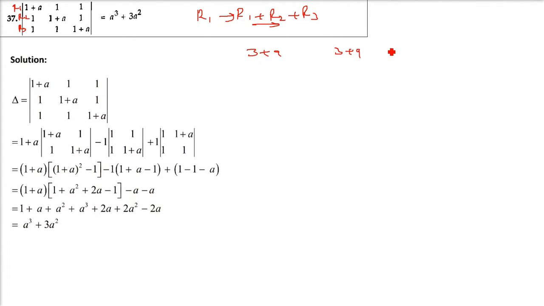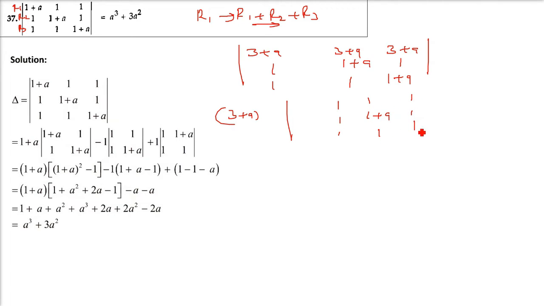3 plus a, 3 plus a, 3 plus a. So when we add the 3 rows, we get 3 plus a. What is remaining? 1, 1 plus a, 1, 1, 1 and 1 plus a. Now, just take 3 plus a common from all of it. When you take 3 plus a common, 1, 1, 1, 1, 1 plus a, 1, 1, 1, 1 plus a will remain. Now, just get as many zeros as you want, so that the computation becomes easy. You can either subtract the rows or subtract the columns, whichever way you like.